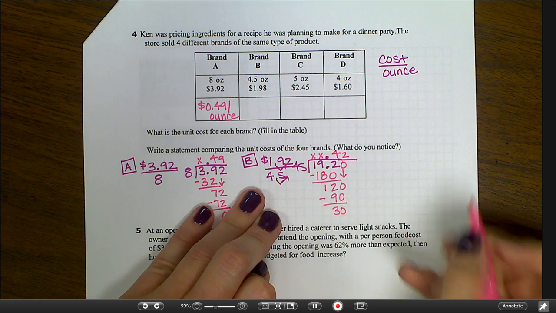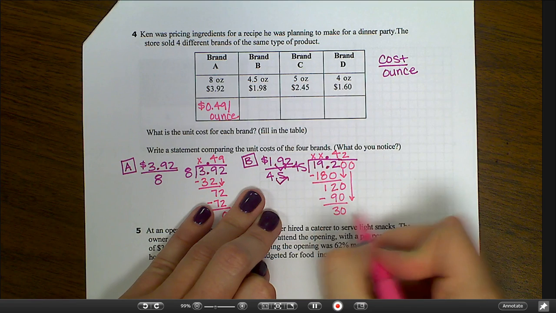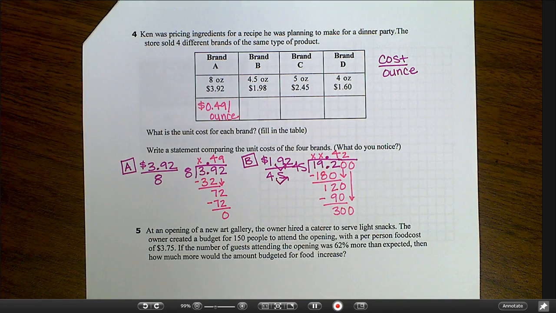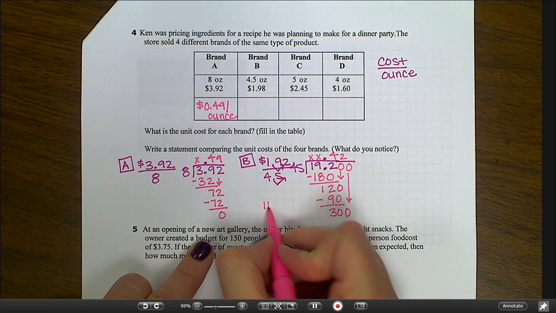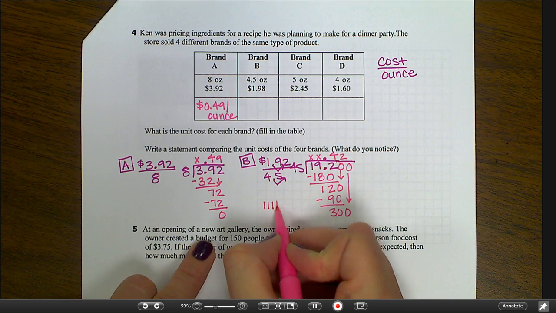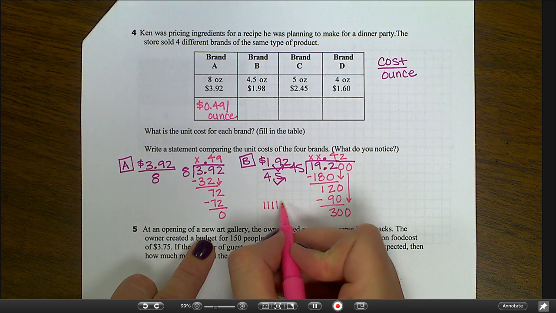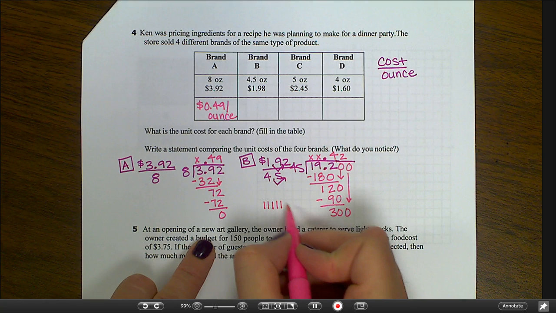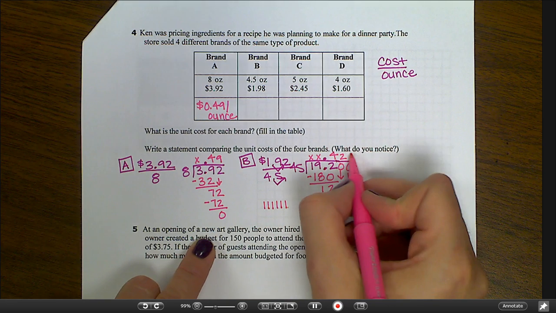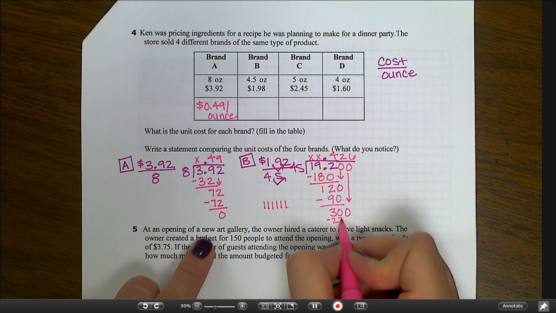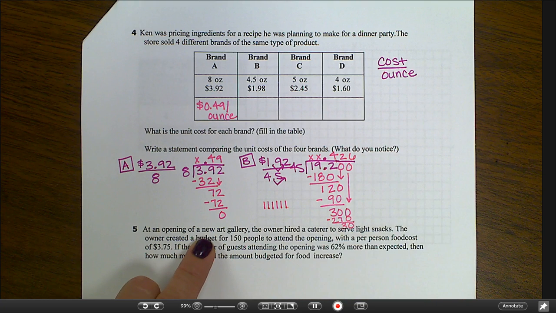I subtract and get 30. So let's bring down another 0. Okay, so now I have 45, 90, 135, 180. If I add another 45, that would be 225. Another 45 would be 270, and that's all that's going to fit. So 1, 2, 3, 4, 5, 6 times. And that was 270. And I get 30 again, so I can tell that this is going to repeat.